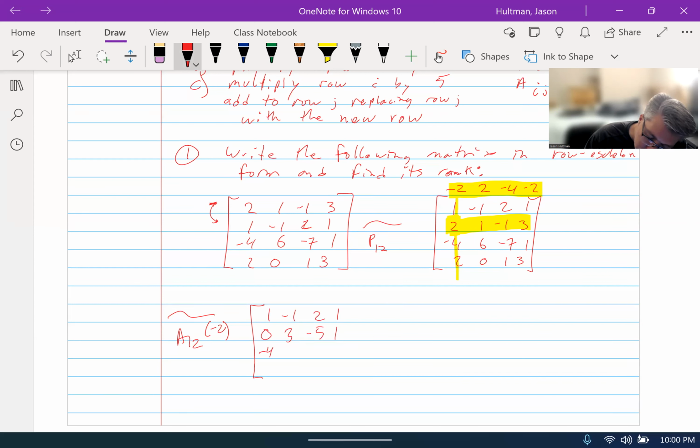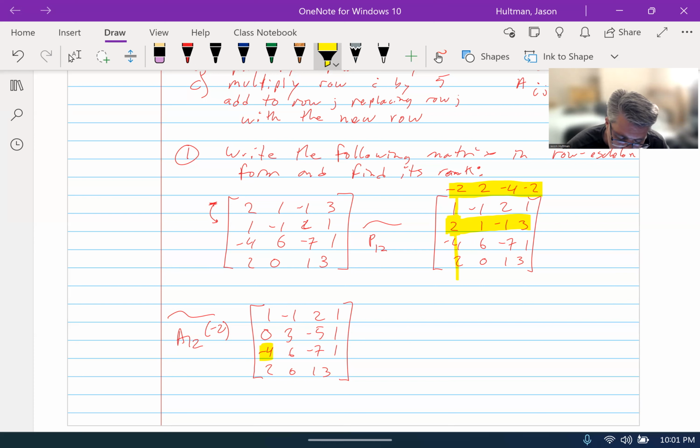So this is a -4, 6, -7, 1, and then we get a 2, 0, 1, 3. Okay, so the next thing would be to use that first row and multiply through to get a 0 in the third row. You get a 0 in this first column, third row entry there.